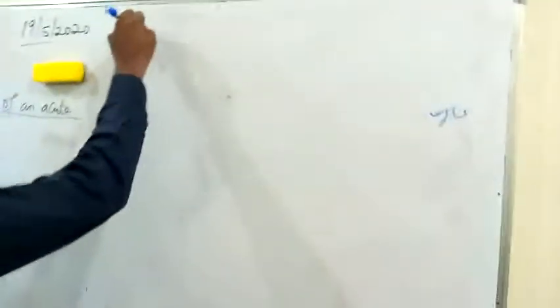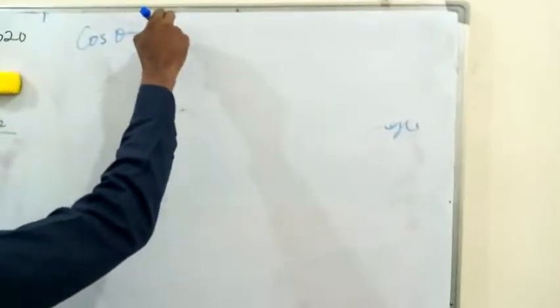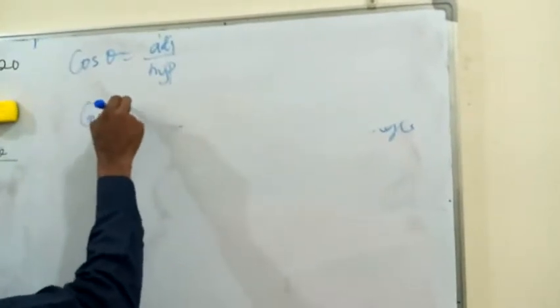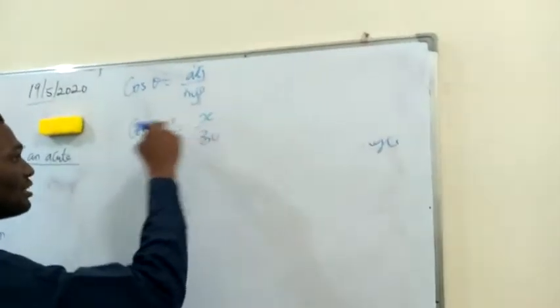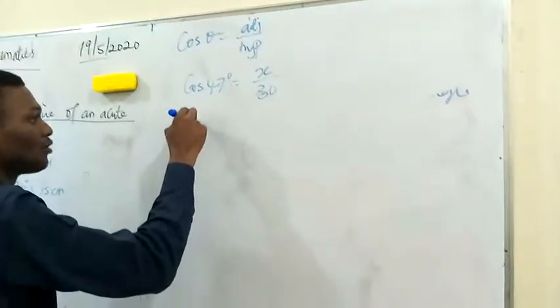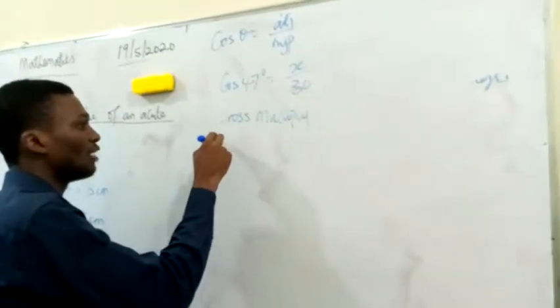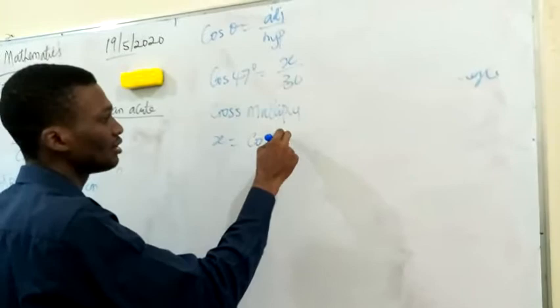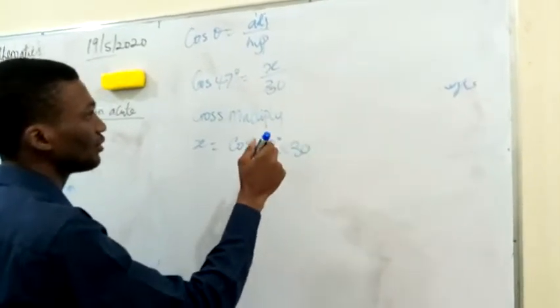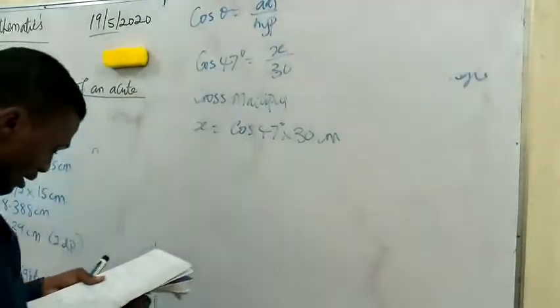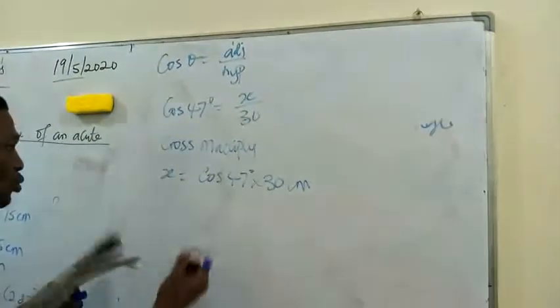So our cos 47 degrees will give us adjacent all over hypotenuse. We first established that cos theta from our SOH CAH TOA is adjacent all over hypotenuse. So we now say cos 47 degrees is x all over 30. At this point we cross multiply. So we now have x equal to cos 47 times 30 cm. So we now find what cos 47 is using our 4-figure table, and that should give us 0.682.